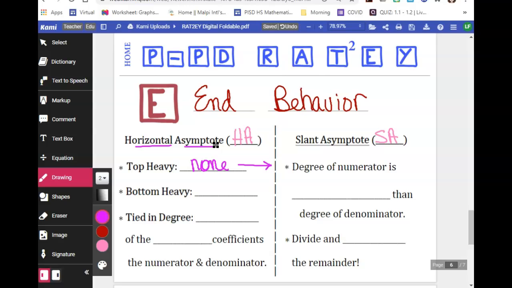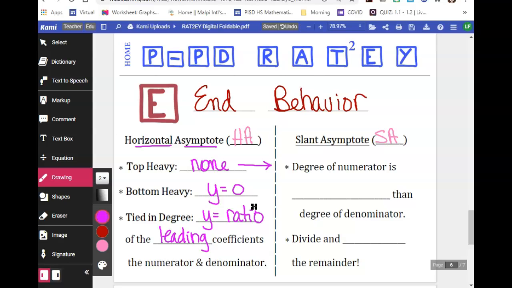If it's bottom heavy, there's no work, y equals 0. If the numerator and denominator are tied in degree, then y equals the ratio of the leading coefficients of the numerator and denominator. Okay, so again, if I'm top heavy and I don't have a horizontal asymptote, then I could possibly have a slant asymptote. If I'm bottom heavy or tied in degree, then I do have a horizontal asymptote, which means there's no way I can have a slant asymptote because I can't have both.